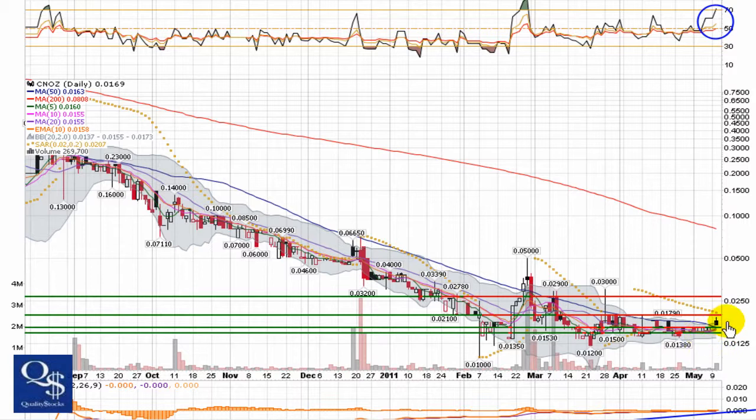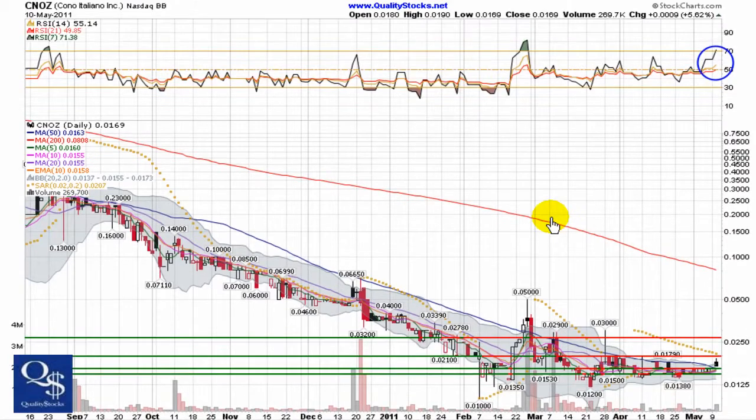So the CNOZ chart is going on the watch list to see how it performs in the coming days into the next few weeks. As always, merely my interpretation of the CNOZ chart.